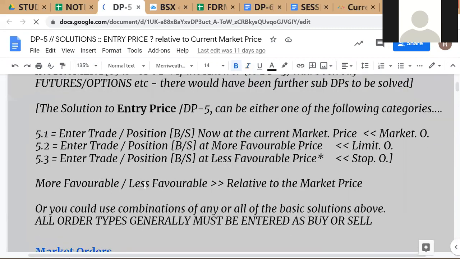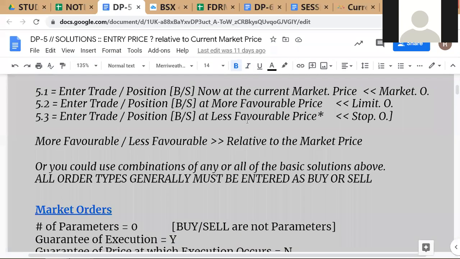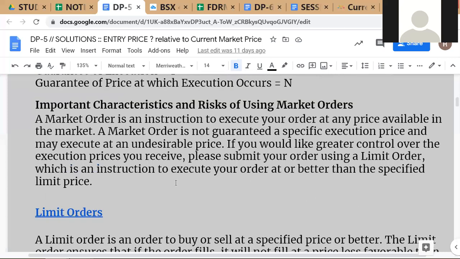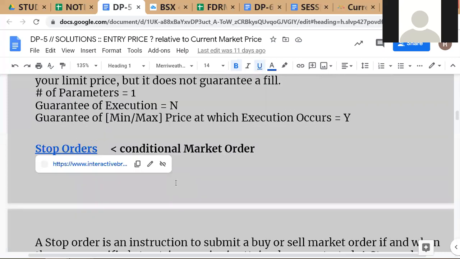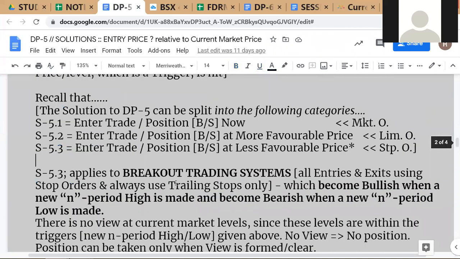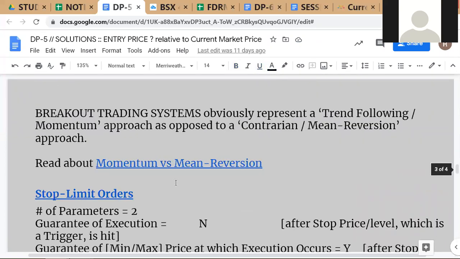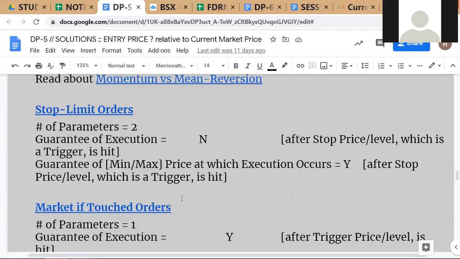All right, everyone is clear about these orders. These are all conceptual. You must make sure you understand the definitions clearly. Okay, all of these things. I think if I remember right, so limit, these are very basic orders: limit, stop. Then we discuss breakout trading systems, stop limit orders. Okay, so I hope everybody has understood stop limit orders.